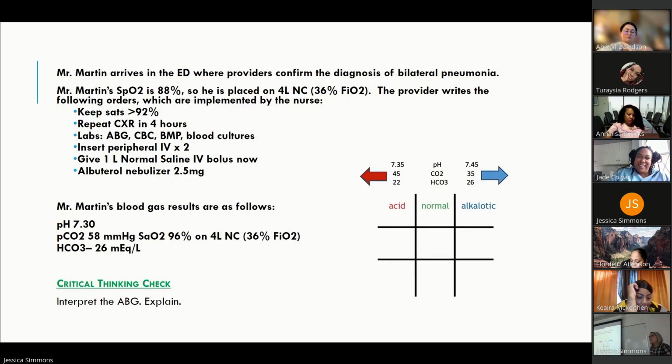Mr. Martin arrives in the ED where providers confirm the diagnosis of bilateral pneumonia. Mr. Martin's SpO2 is 88%, so he is placed on 4 liters nasal cannula, which equals 36% FiO2. Remember, room air is 21%. The provider writes the following orders, which are implemented by the nurse. Keep SATs above 92%. Repeat chest x-ray in 4 hours. We need an ABG, CBC, BMP, and blood cultures. Insert a peripheral IV x2. Give 1 liter normal saline IV bolus. Albuterol nebulizer 2.5. Mr. Martin's blood gas results are as follows.